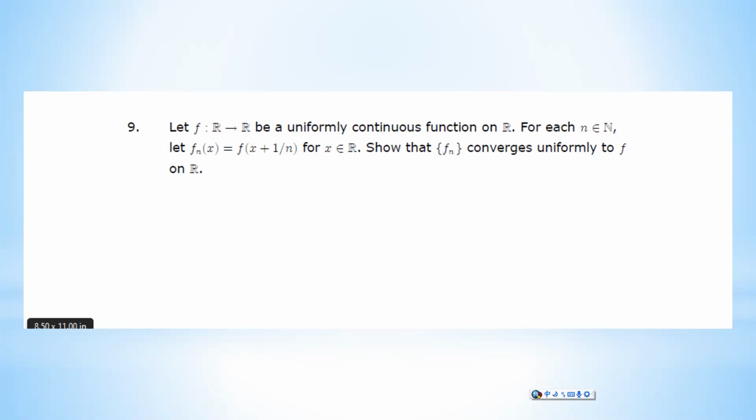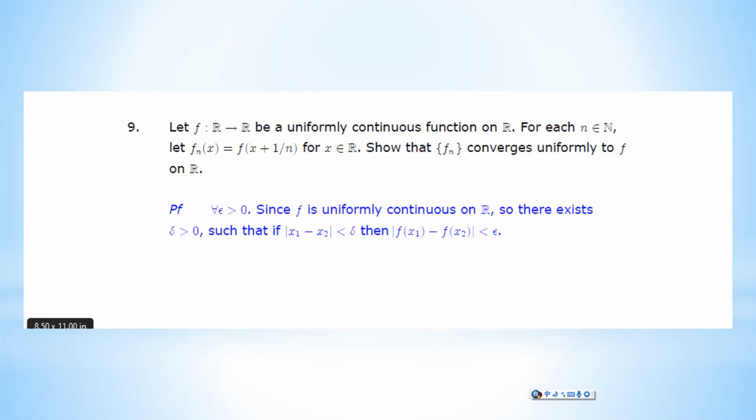Now the proof of this is very simple, a direct consequence of the uniform continuity condition. Given epsilon greater than 0, first we notice that f is uniformly continuous on R. So there exists delta such that when |x1 minus x2| is less than delta, then |f(x1) minus f(x2)| is less than epsilon. That's because of the uniform continuity.